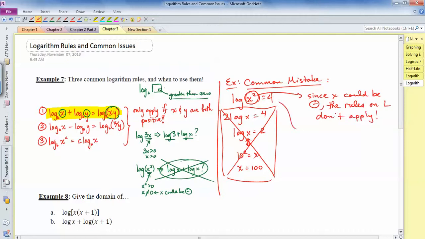So instead, we need a different way to solve this. So you see right here, we use that conversion idea of switching from logs to exponential form. So let's just do that right off the bat.